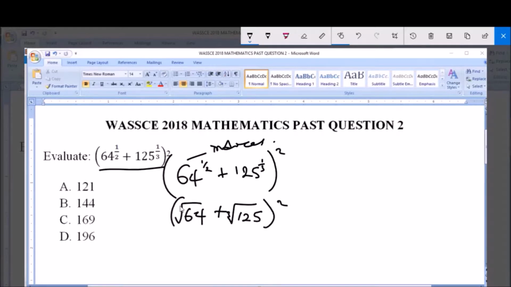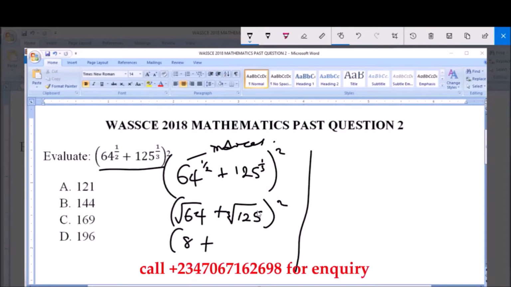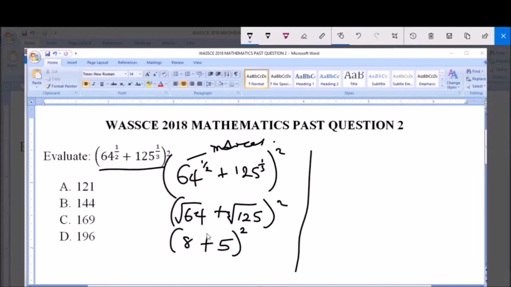Now from here we can see root 64 is 8 plus, now cube root of 125 is equal to 5, all square. So now 8 plus 5 will give us 13. So we're having 13 square, and 13 square is equal to 169. So 169 is the answer to this question, and that is option C.